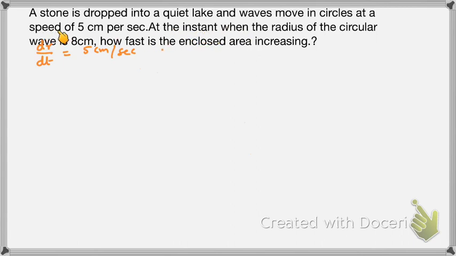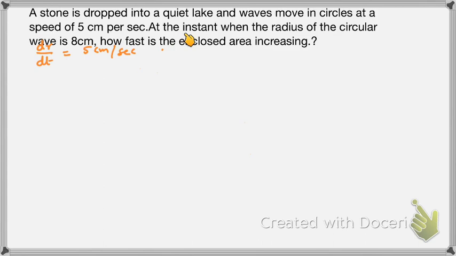So if the ripples, the circles formed, are moving at the speed of 5 centimeters per second, that's the rate at which its size is increasing. That's the rate at which its radius is increasing. So that is the rate of change of radius with respect to time, just as rate of change of y with respect to x is dy by dx. So rate of change of radius with respect to time is dr by dt. What they have given is dr by dt is 5 centimeters per second.